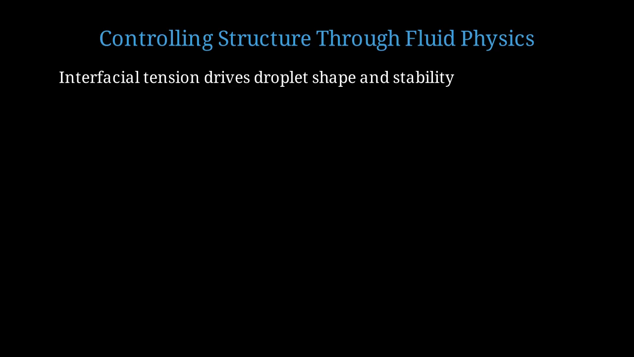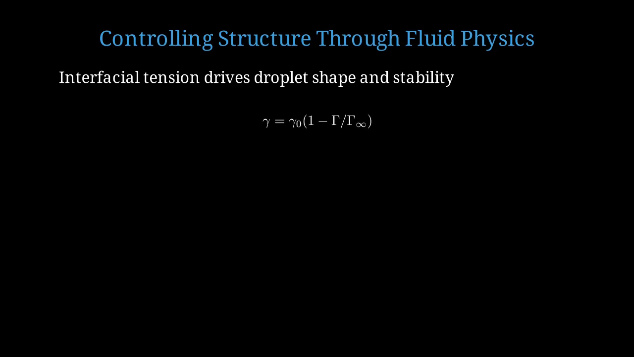Let's return to fundamentals and examine how fluid physics governs the entire templating process. Understanding these principles allows rational material design. Interfacial tension, gamma, is the dominant force at small length scales. It dictates droplet sphericity and resistance to coalescence. Surfactants lower gamma, stabilizing smaller droplets.